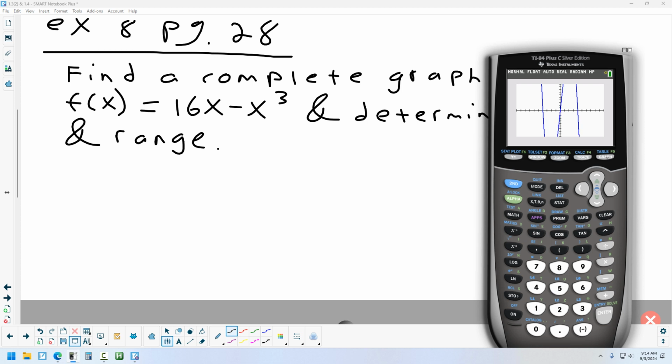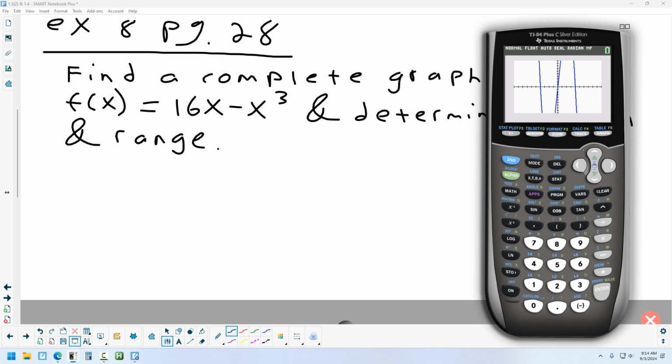Do you think that's a good window to be able to see everything that's happening? No. What do you think I probably need to adjust to see this one a little better? The y-axis. Yeah, I would adjust the y-axis a little higher and a little lower, just so we can get a complete graph.